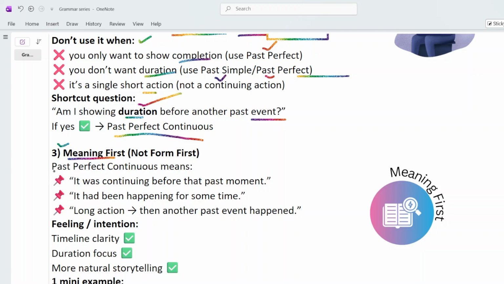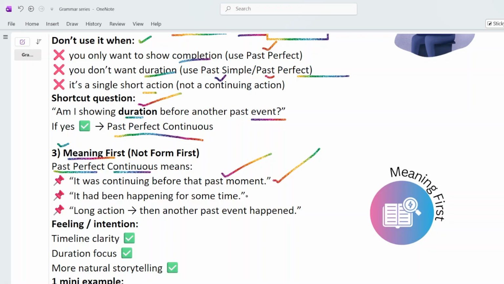See, past perfect. Past perfect means what? Some action that had been continuing before a past moment. All right, that is what this word continuous refers to. Okay, it was continuing before that past moment. That is what you need to understand here. And it had been happening for some time.